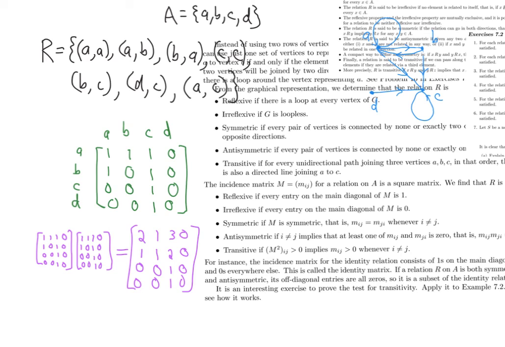i not equal to j basically means off the diagonal. So ignoring the diagonal, in every case where the square of the matrix has a non-zero entry, the original has a non-zero entry also. So this verifies our observation earlier that this relation is transitive.